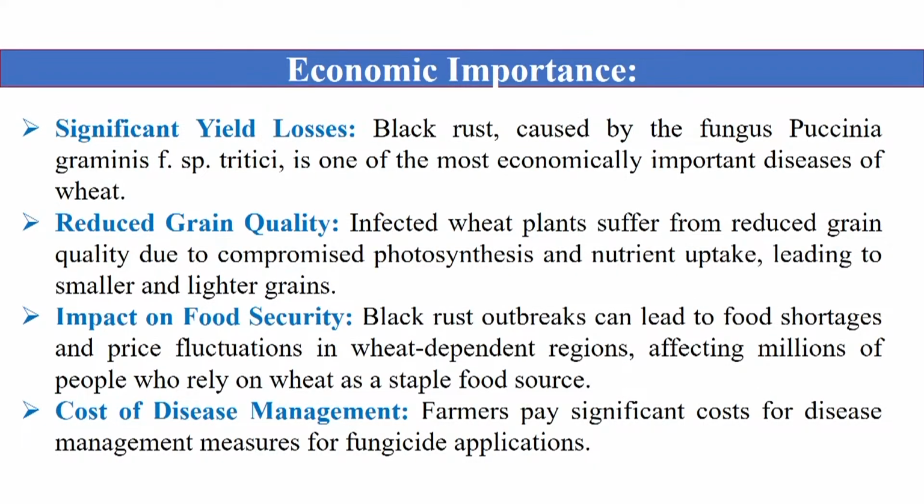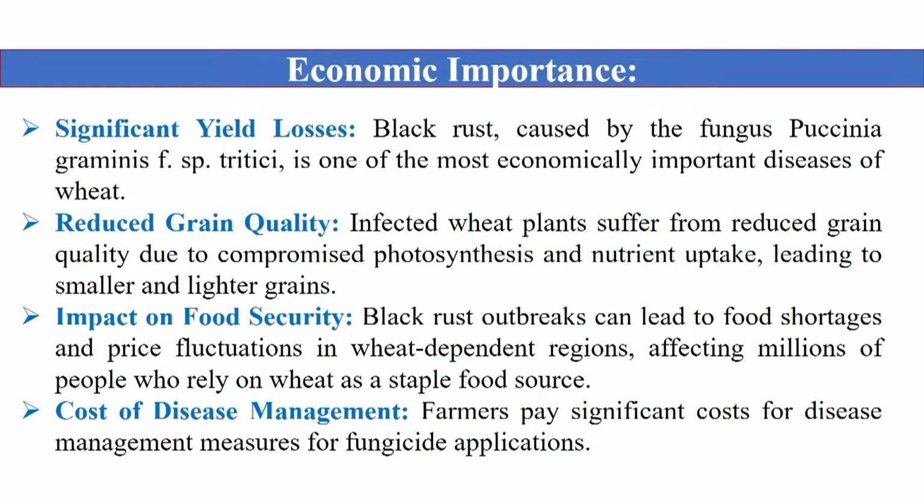And it is economically important. It causes significant yield loss, sometimes 50% or more, depending on the intensity of the pathogen, and it reduces the grain quality as well. Infected wheat plants suffer reduced grain quality due to compromised photosynthesis and nutrient uptake, leading to smaller and lighter grain. It also impacts food security, because a black rust outbreak can lead to food shortage, and prices may fluctuate in wheat dependent regions. The cost of disease management is also paid by the farmers.